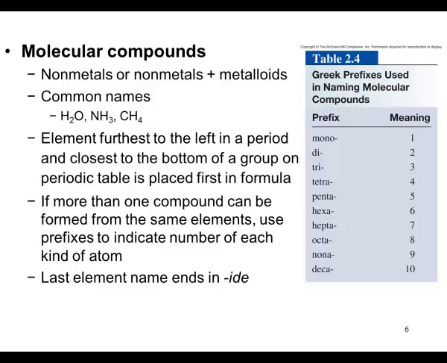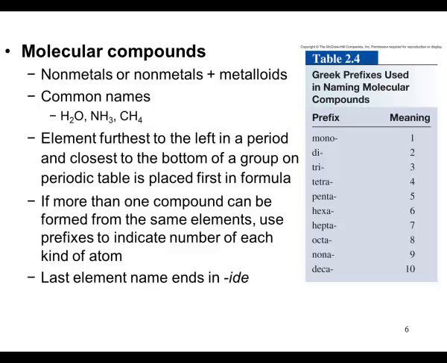Molecular compounds are composed of nonmetals or nonmetals and metalloids. They often use common names like water, ammonia, and methane. The rule is the element furthest to the left in a period and closest to the bottom of a group on the periodic table is placed first in the formula.